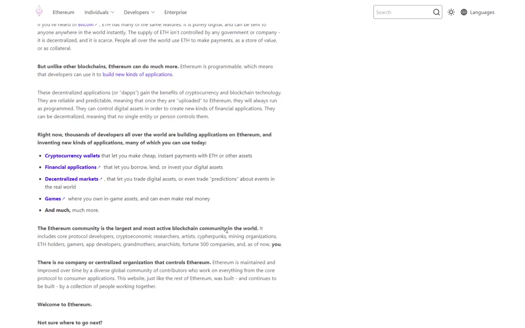The Ethereum community is the largest and most active blockchain community in the world. It includes core protocol developers, cryptoeconomic researchers, artists, cyberpunks, mining organisations, ETH holders, gamers, app developers, grandmothers, anarchists, Fortune 500 companies, and as you know, you.